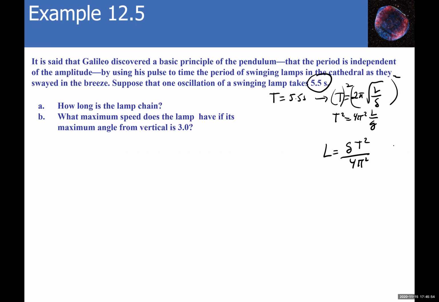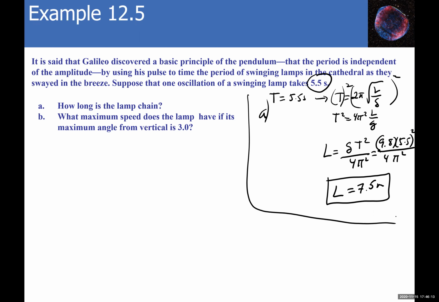All right, so then we plug in everything: 9.8 times 5.5 squared, divided by 4 times π squared. And the lamp length is then 7.5 meters. So this is part A. Part B then says this.